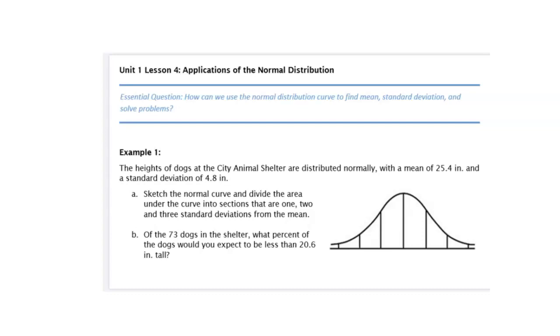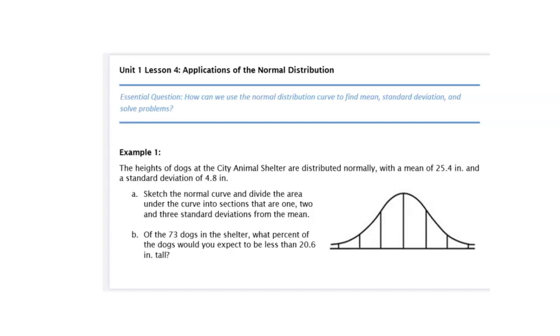All right, so example 1. The heights of dogs at a city animal shelter are distributed normally with a mean of 25.4 inches and a standard deviation of 4.8 inches. We're being asked to sketch the normal curve and divide the area under the curve into sections that are 1, 2, and 3 standard deviations from the mean. And we're also asked, of the 73 dogs in the shelter, what percent of the dogs would you expect to be less than 20.6 inches tall?